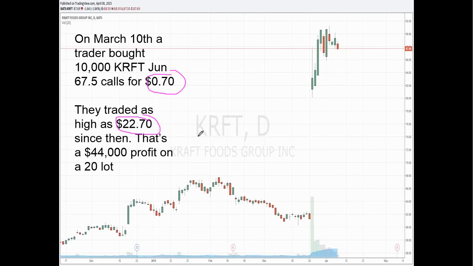Traders in our trading room that had this position were absolutely ecstatic. There were several people in our trading room that saw this trade and took this trade using the unusual option activity trading plan, and had some six-figure paydays.